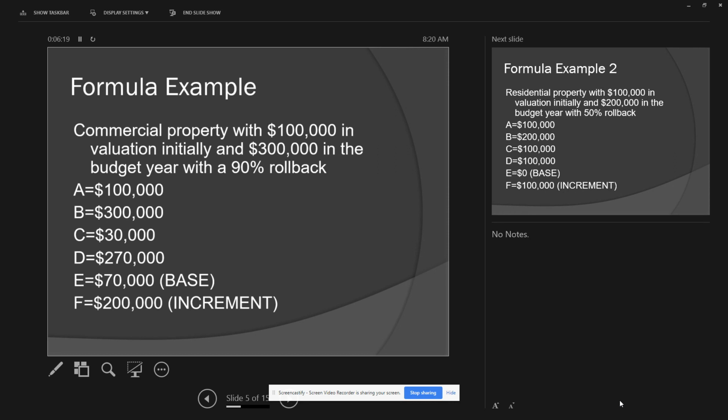And then the increment, of course, D minus E equals F. So that's 200,000. So basically that incremental increase in value all goes to that increment, right? So the number that's going to be used to generate incremental revenue, if this particular entity was taking everything they could, would be 200,000.